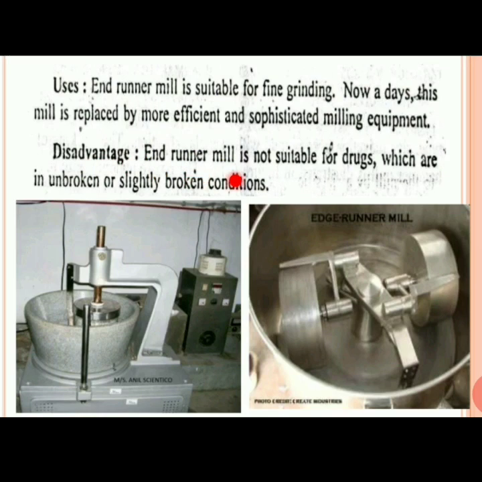And what is the disadvantage? Here the end runner mill is not suitable for drugs which are in unbroken or slightly broken conditions. This is all about the end runner mill.